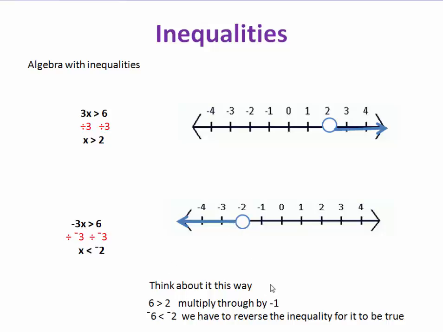One way of thinking about this is if we have 6 is greater than 2, and then we multiply this inequality by minus 1, we get minus 6. Then because we multiply by a minus, we flip the sign, so it becomes minus 6 is less than minus 2. And this makes sense. Minus 6 is less than minus 2. We had to reverse the inequality for it to be true. So remember, divide or multiply by a minus, reverse the inequality sign.